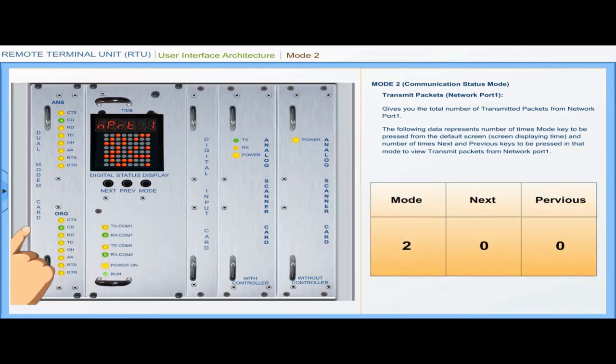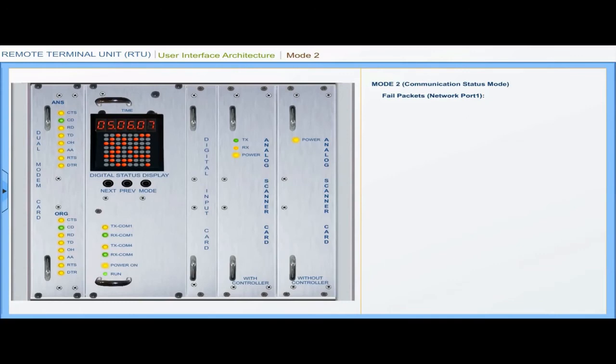Mode 2. Next 0. Previous 0. Display on 7 segments look like. After a time delay of 3 seconds, 7 segments represents transmit packets count from Network Port 1.